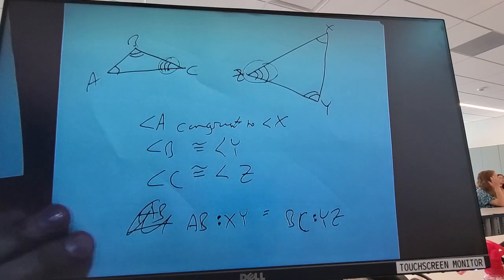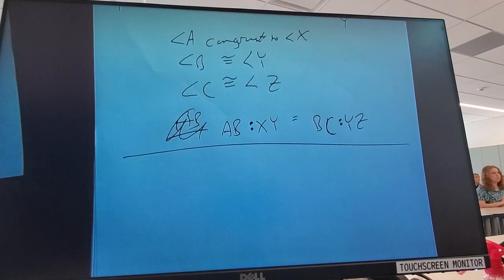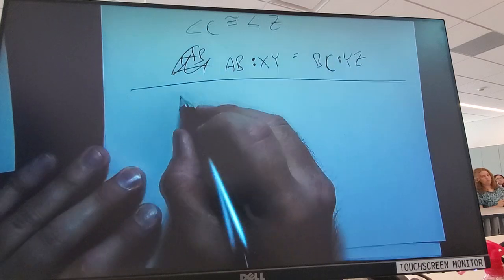So let's do this the same way we did with congruence. Let's start listing some general requirements to be similar. The most basic one.